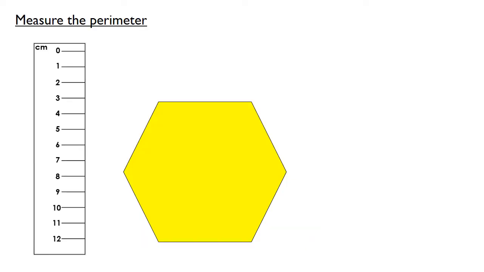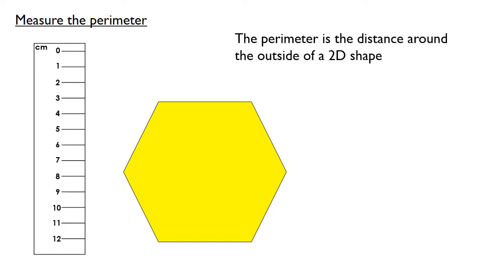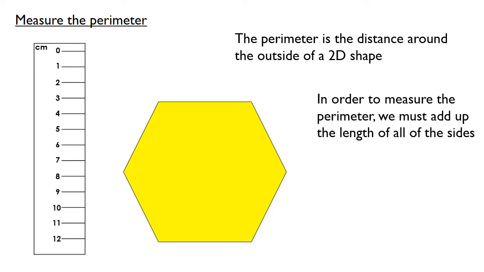So the first thing you went over with Mrs. Moore last week was measuring the perimeter of a 2D shape. So the perimeter is the distance around the outside of a 2D shape. In order to measure the perimeter, we must add up the length of all of the sides.